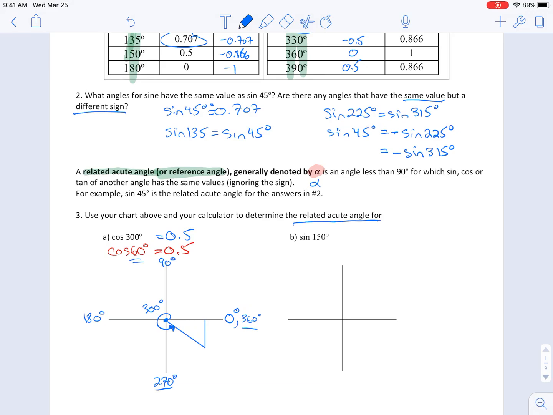How does that relate though to this 60 degrees? This is where the related acute angle, alpha, or the reference angle, is. That's this angle from this hypotenuse to the x-axis right there. So how does 60 relate to the 300 and the 360? Well, we can take 360, subtract 300, and that determines my related acute angle, 60.